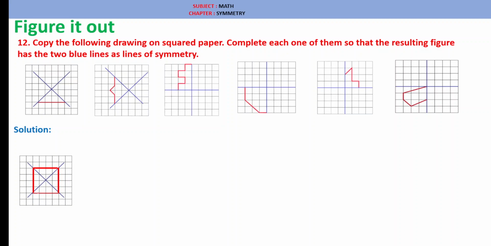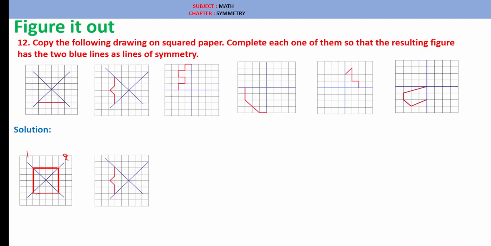First figure. If we observe, we need these to be the two lines of symmetry. This line is there, so just do the same, it is in the form of a square. So we got it. If we fold it vertically, diagonally, it will be symmetrical. Two diagonal ways, line 1 and line 2. These two lines are symmetrical now.